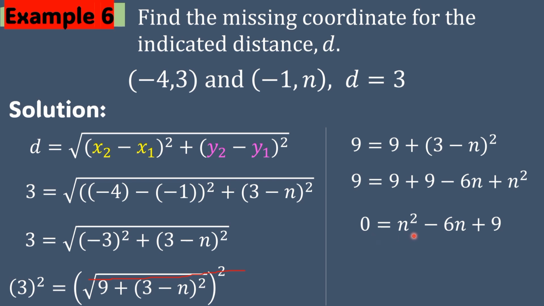0 is equal to n squared minus 6n plus 9, in standard form, arranging the terms in decreasing order. Factor the trinomial, that is n minus 3 squared. N therefore is 3.